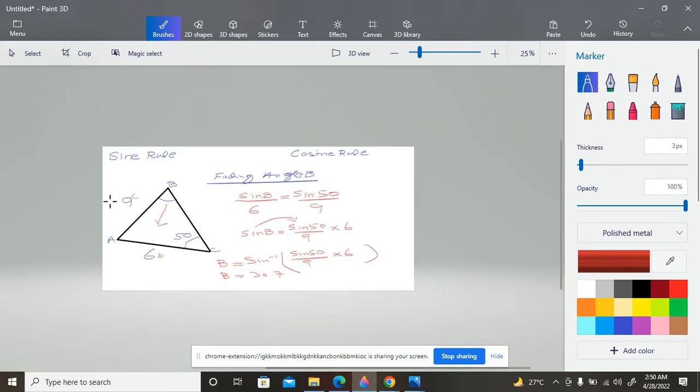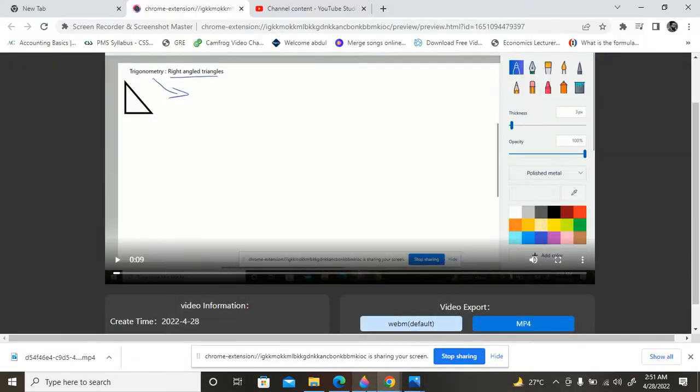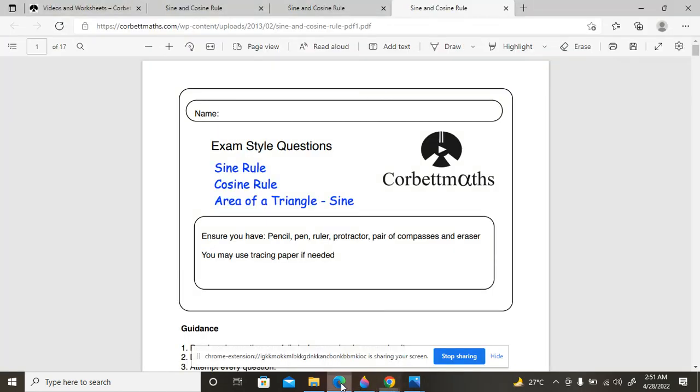In the exam you can receive this question like this: find angle C. You can find angle C by subtracting all the angles from 180 degrees, so 180 minus 50 minus 30.7, and you can get angle A as well. So this is all about the sine rule. Now I'll move towards the practice questions. Wait a minute. The practice questions are in this messenger. So sine rule and cosine rule, let's see.